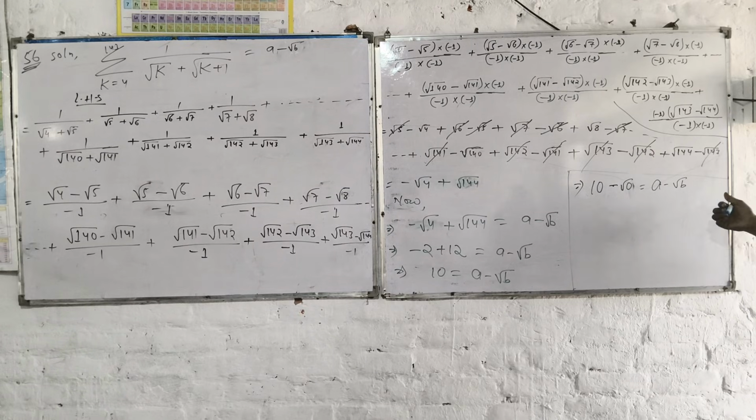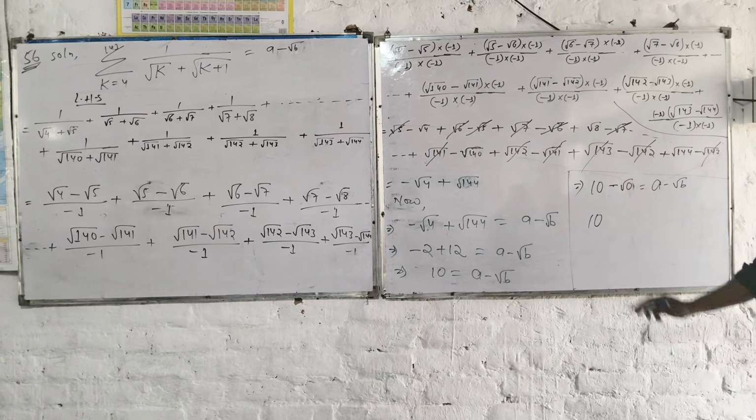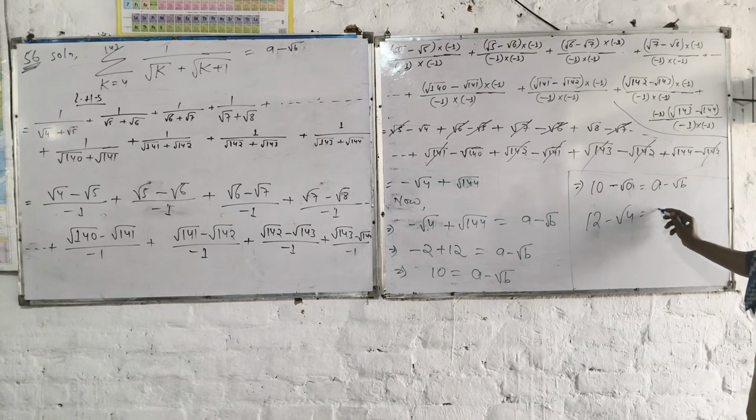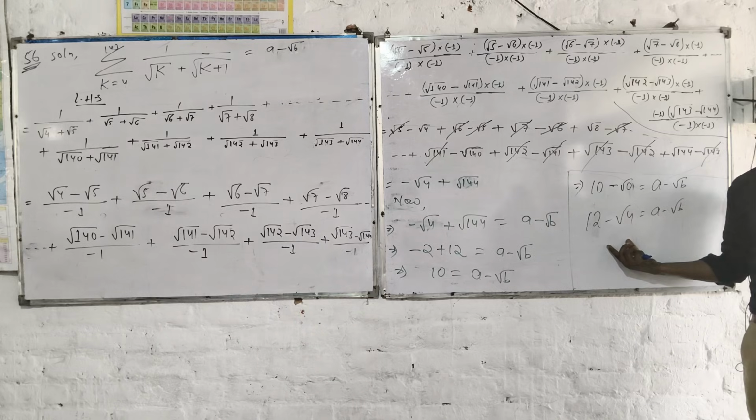Value minus b, sir. I know you're going to ask the question. I knew that. Then we can write 12 minus root 4. I'm sorry, that 10 is there. 10 equal to a minus root b. I can write a also as 12. Sorry, 12 minus under root 4, a minus under root b. Great observation.